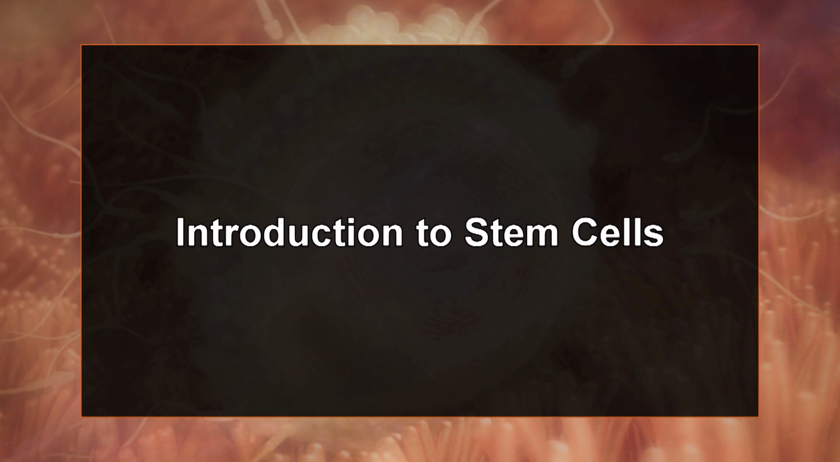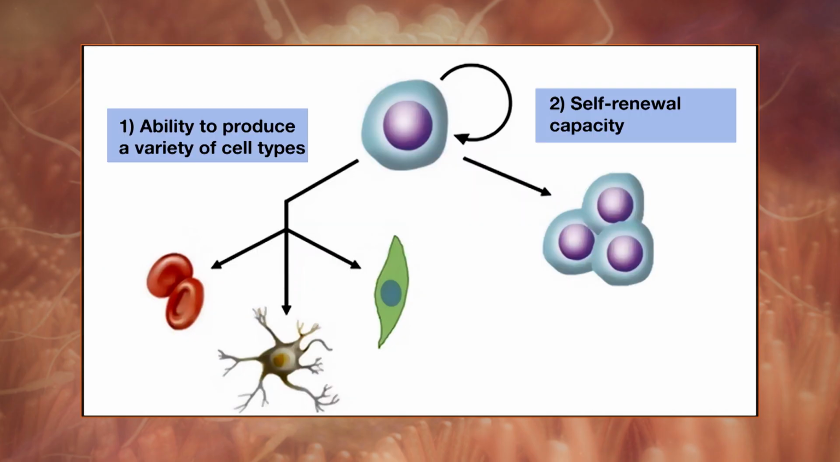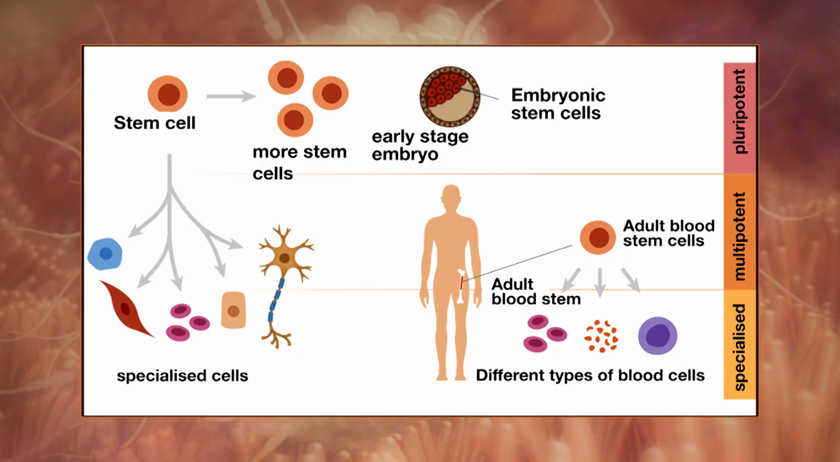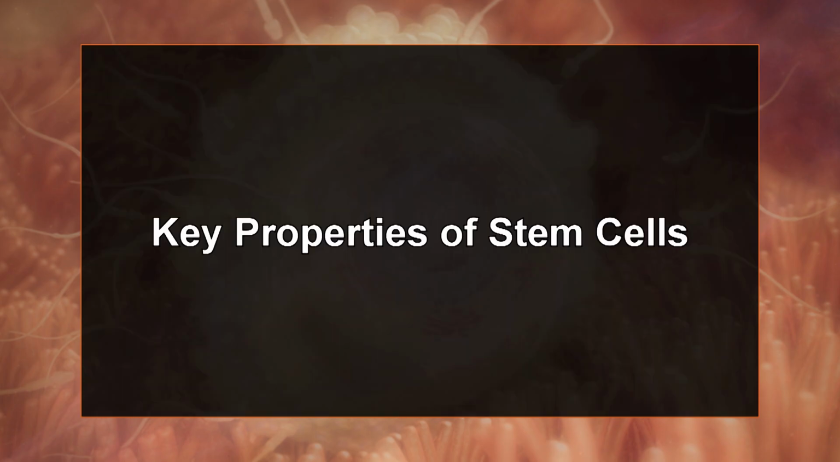Now, moving on to introduction to stem cells. Stem cells are unique cells defined by their dual capacity for self-renewal and differentiation into specialized cell types. They play central roles not only during embryogenesis but also in maintaining and repairing adult tissues throughout life. Broadly, they are categorized into embryonic stem cells, which are pluripotent, and adult stem cells, which are multipotent or tissue potent.